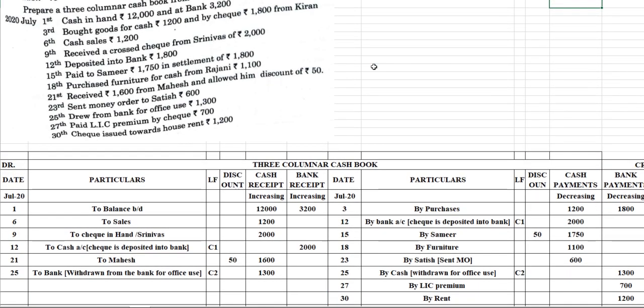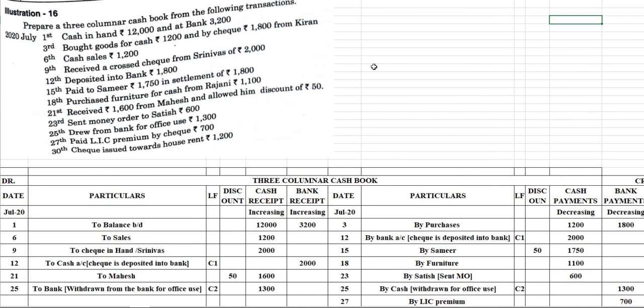Did I leave any transaction here? I think I have left some transaction. Let's see. Cash in hand, 12,000 and 3,200. Correct. Bought goods for cash, purchases, 1,200. That is correct. Cash sales, that is 1,200. Okay, fine. Received a crossed check from Srinivas, 2,000. That is check received. Fine.